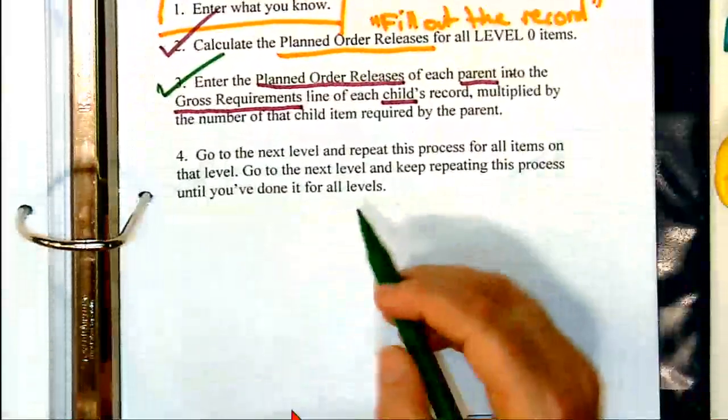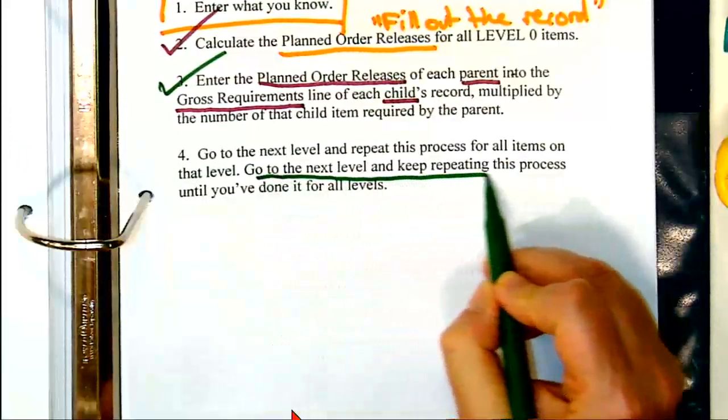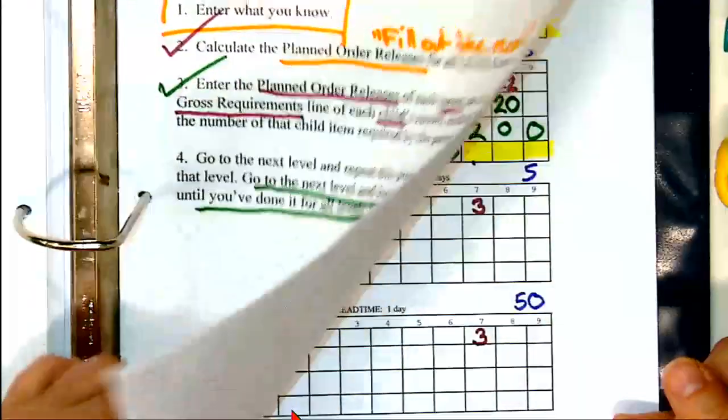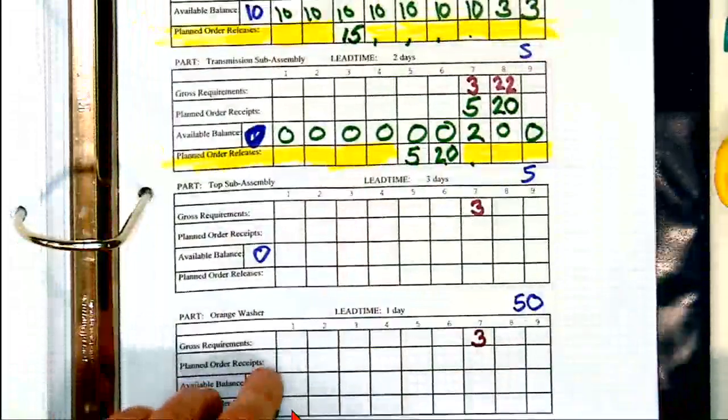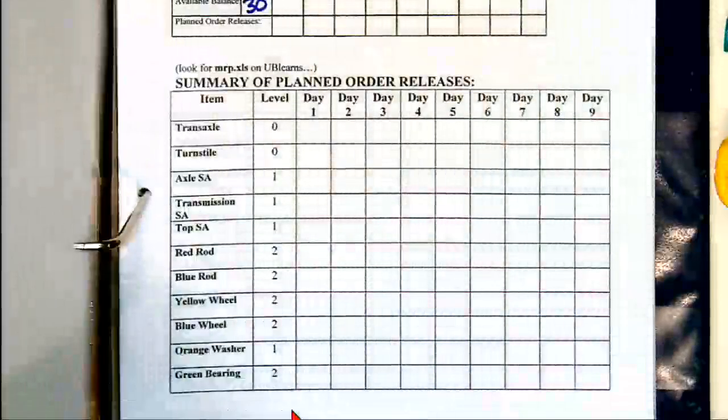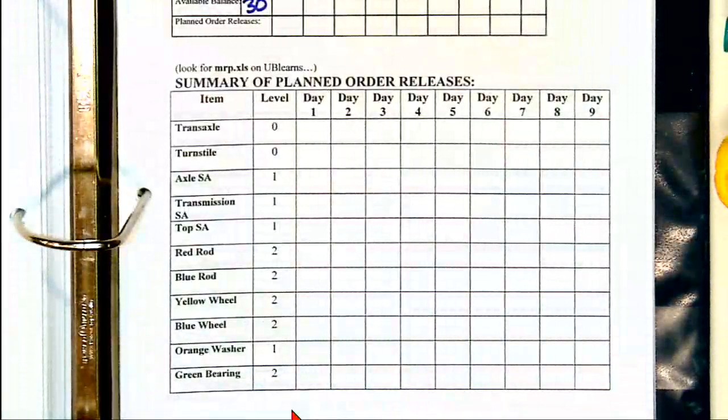Well, we have a whole, oh, right, go to the next level and keep repeating this process. The algorithm works level by level. So finish this out, then pass the bottom line of the parent down to the top line of the child's records. Let me leave you with the answers.